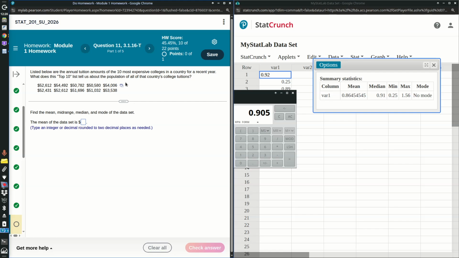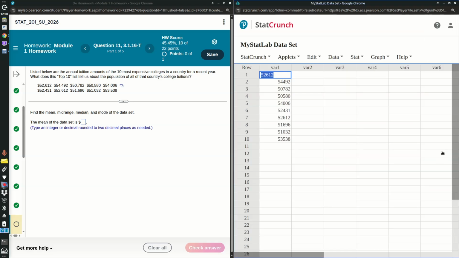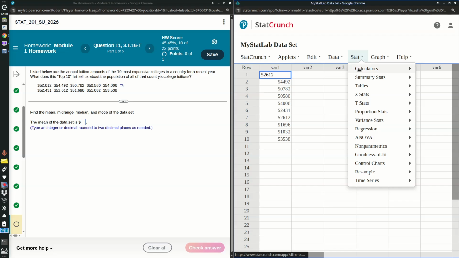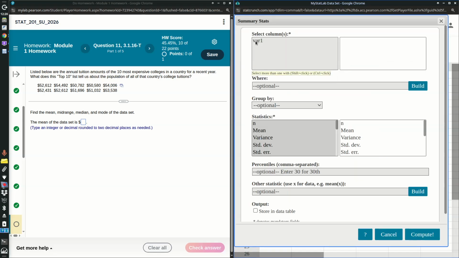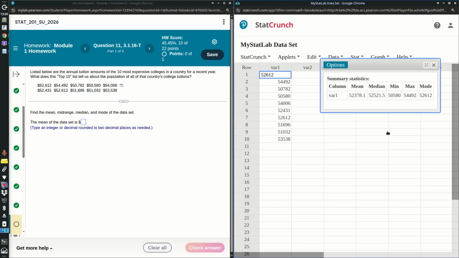Okay, we're looking at college tuitions now. Again, just different numerical data, but the same thing. They're asking for all the same numbers, so we go to stat, summary stat by column, select variable 1, select the mean, median, min, max. Forget to hold control, you have to start over. And the mode. I know one of these eventually is going to have a mode, so we'll see that come up. Yeah, we finally got a mode.